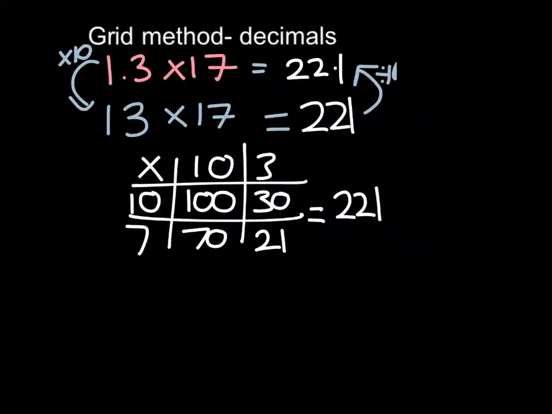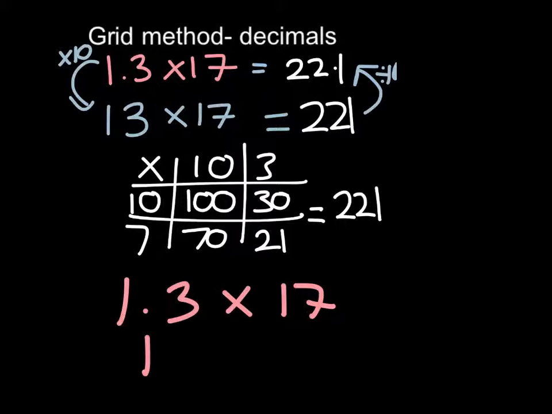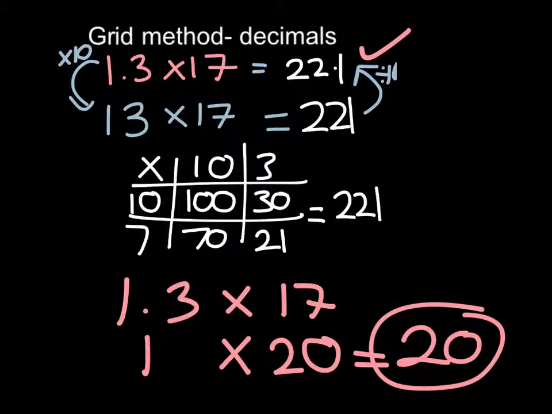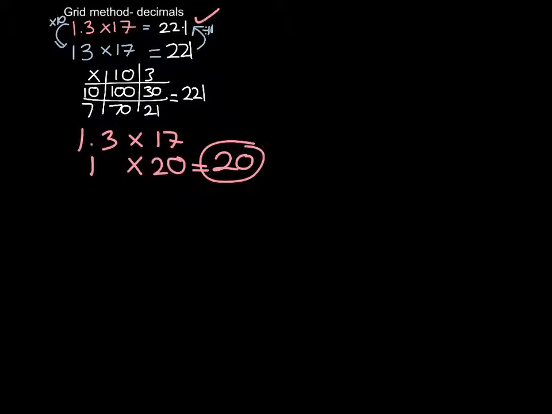Also with this question, it is helpful to have almost like a common sense approach to it. So 1.3 times 17, this is nearly 1, if we do a bit of rounding, and 17 is near to 20, to one significant figure. So the answer should be near to 20, so 22.1 is sensible. Okay, so let's have a look at another question.